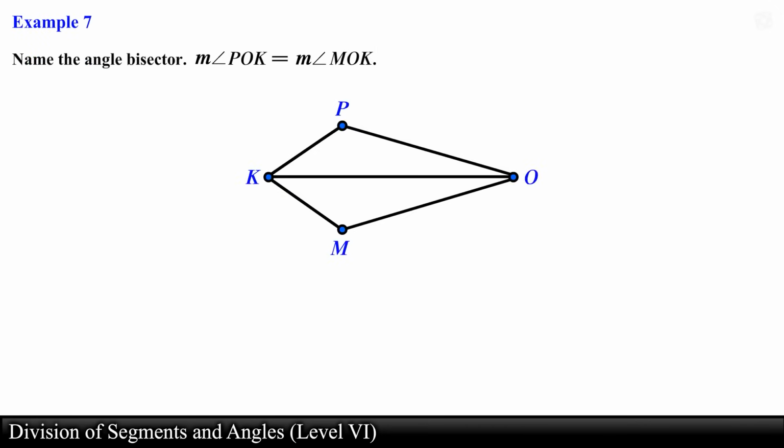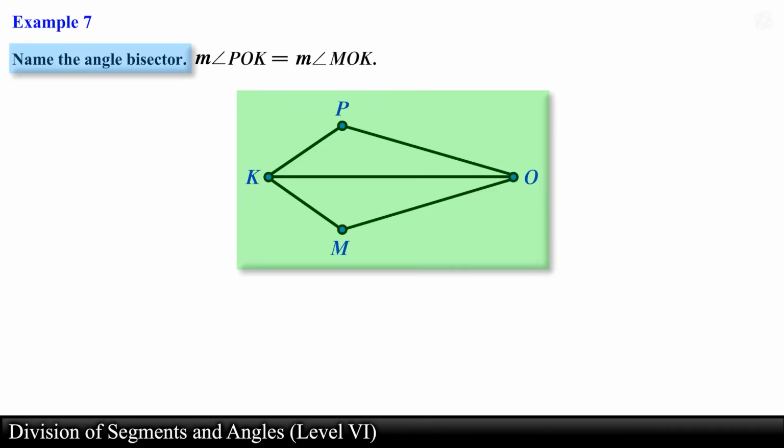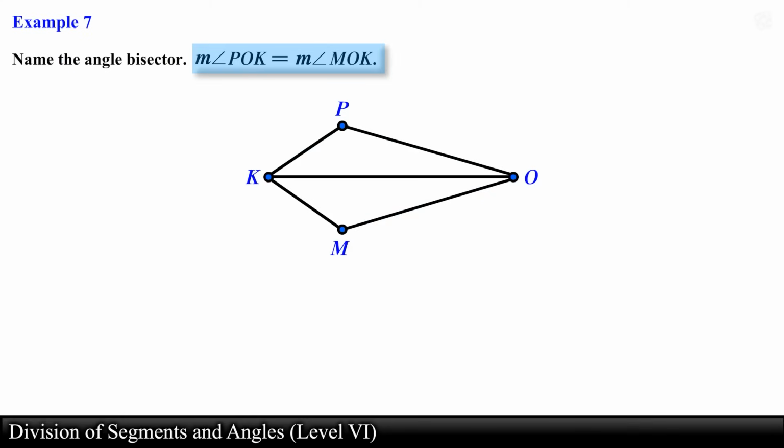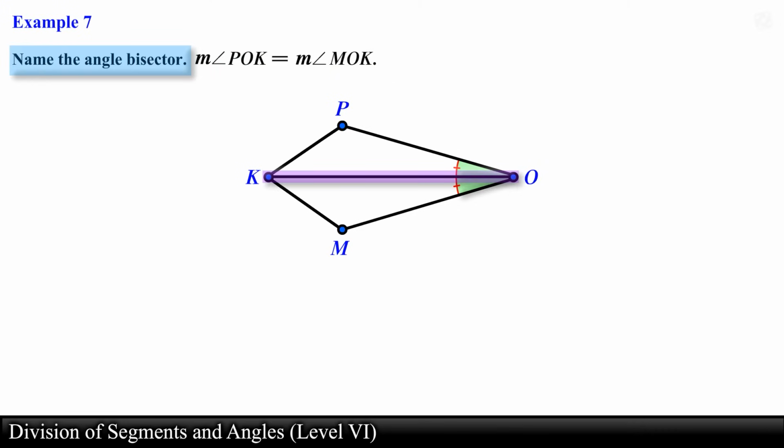Name the angle bisector. The measure of angle POK is equal to the measure of angle MOK. In this problem, we are provided with a diagram and are asked to determine the angle bisector given that the measurement of angle POK is equal to the measurement of angle MOK. Recall that if two angles have the same measurement, then they are congruent. We can show this on the diagram by drawing single arc marks for each of the angles, as follows. Now it is just a matter of naming the ray that bisects these two angles. In this case, it is ray OK, and this is our final answer. Let's take a look at the next example.